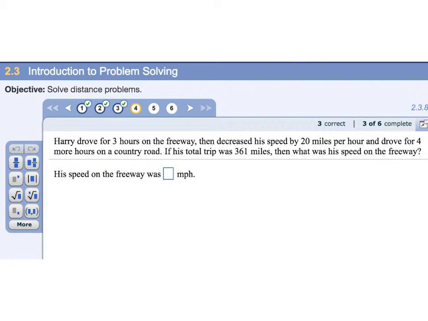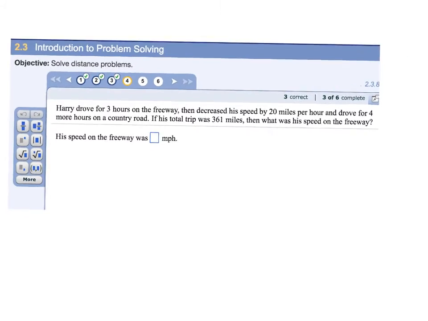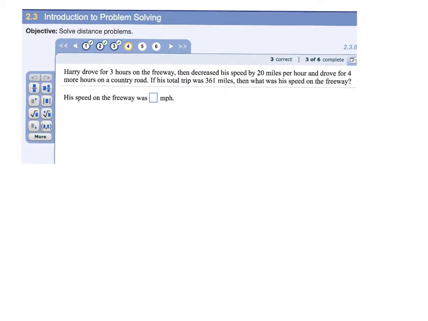All right, good stuff here. It says Harry drove for 3 hours on the freeway, then he decreased his speed by 20 miles per hour, and then he drove for 4 more hours on a country road, so at that slower speed. If his total trip was 361 miles, then what was his speed on the freeway? Oh my gosh. So this is not as hard as it seems, trust me.